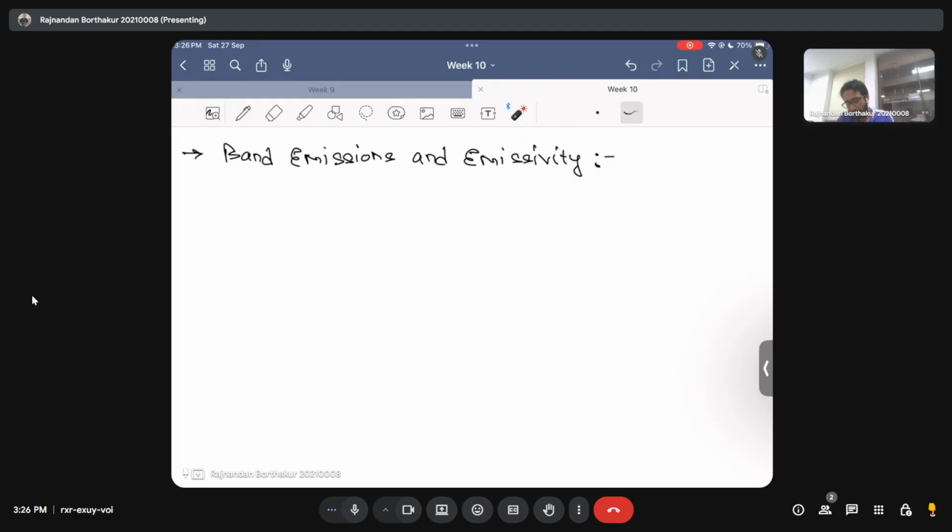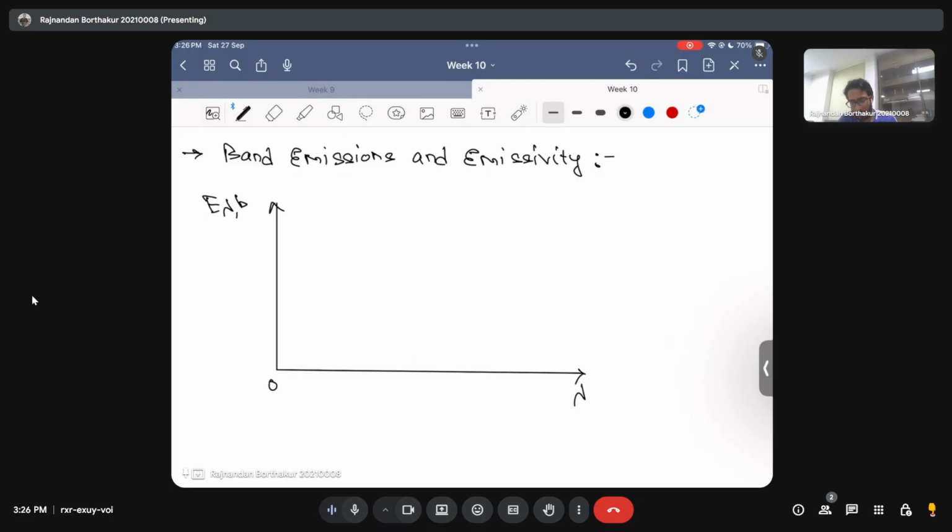In order to give you a picture, let's say I'm plotting the spectral emissive power of a black body as a function of wavelength. Let's say I'm considering the wavelength from 0 to a particular value of lambda. When wavelength is 0, maybe the emissive power is somewhere here, and then as a function of wavelength, this spectral emissive power varies something like this.